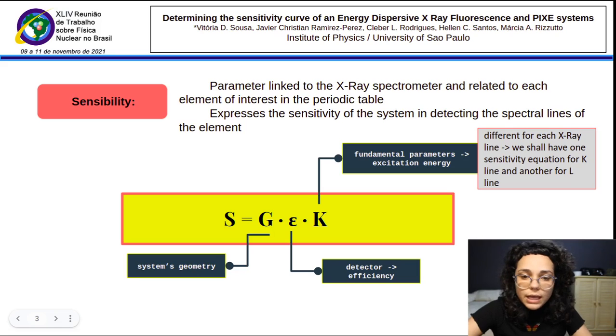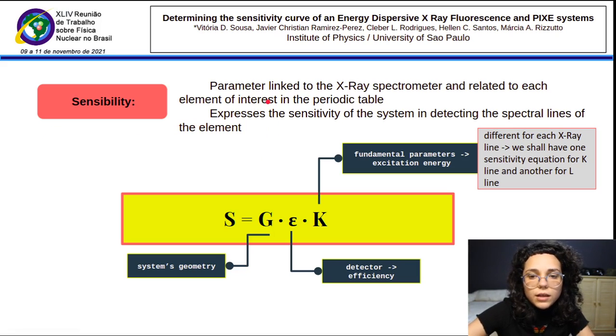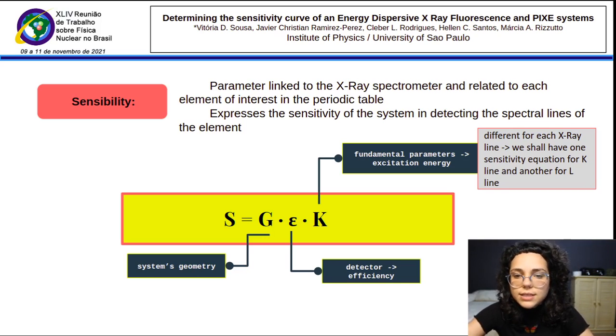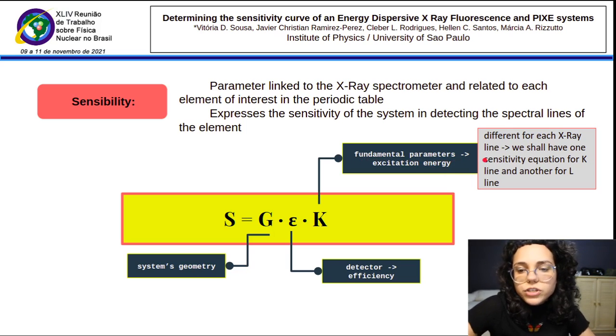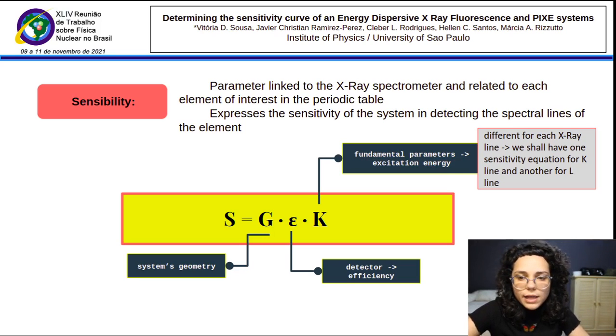Sensibility is basically a parameter linked to the X-ray spectrometer and related to each chemical element of interest in the periodic table, and expresses the sensitivity of the system in detecting the spectral lines of the element. It is proportional to the system's geometry factor and efficiency, and to some fundamental parameters that are related to the excitation energy. And since these fundamental parameters are different for each X-ray line, we shall have one sensitivity equation for K line and another one for L line.